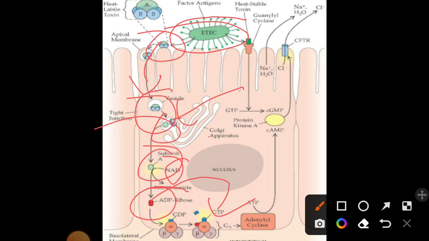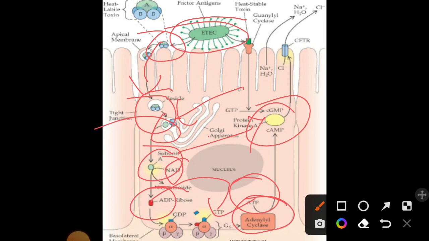Okay, that means G alpha becomes locked into its GTP bound state, and as a result it activates much amount of adenylate cyclase. Okay, this adenylate cyclase will convert near about all the ATP which is present inside the cell into cyclic AMP. Okay, and this cyclic AMP will activate protein kinase A for a longer time, and this longer activation of protein kinase A ultimately opens the CFTR channel for a longer time.